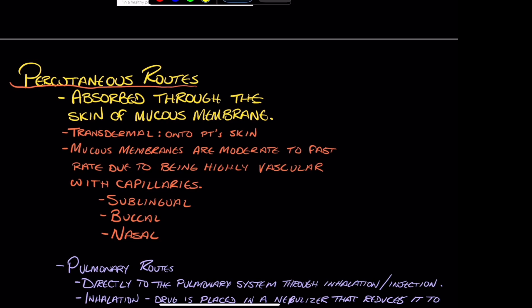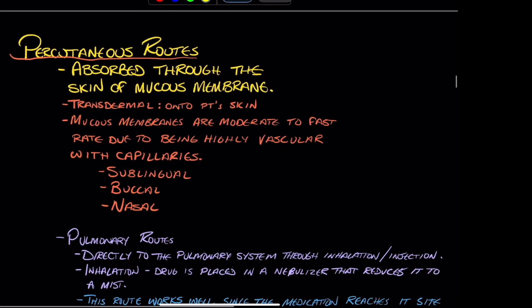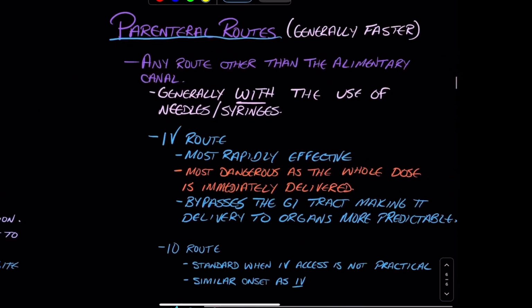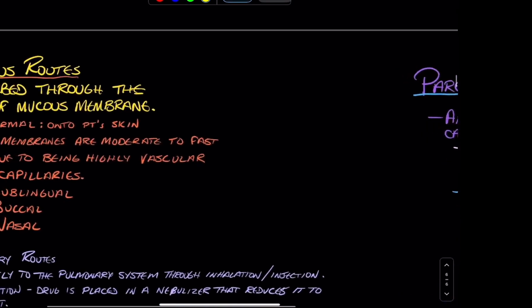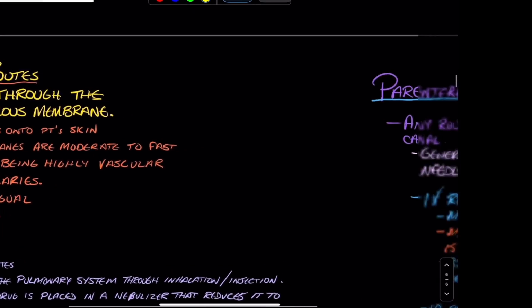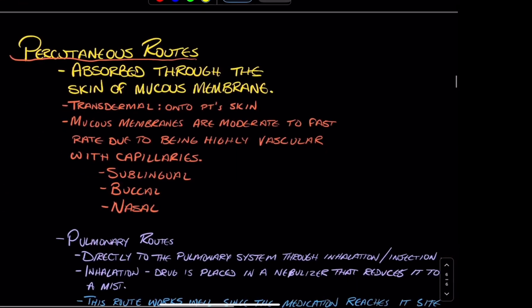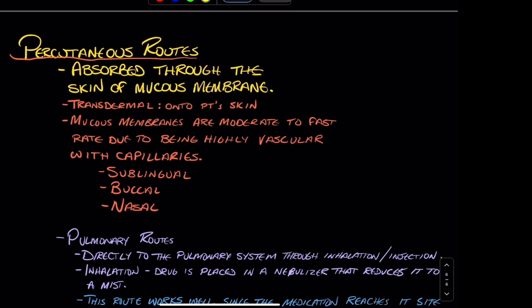When we're looking at administering medications, we have two large groups that we use to describe different administration routes: the percutaneous route and the parenteral route. If you're trying to remember which one's which, I always think of percutaneous like cutaneous or cuticle. Subcutaneous would be right below the skin, so percutaneous is through the skin, or passing through the membrane of the skin. This is anything that's getting absorbed directly through the skin or through a mucous membrane.